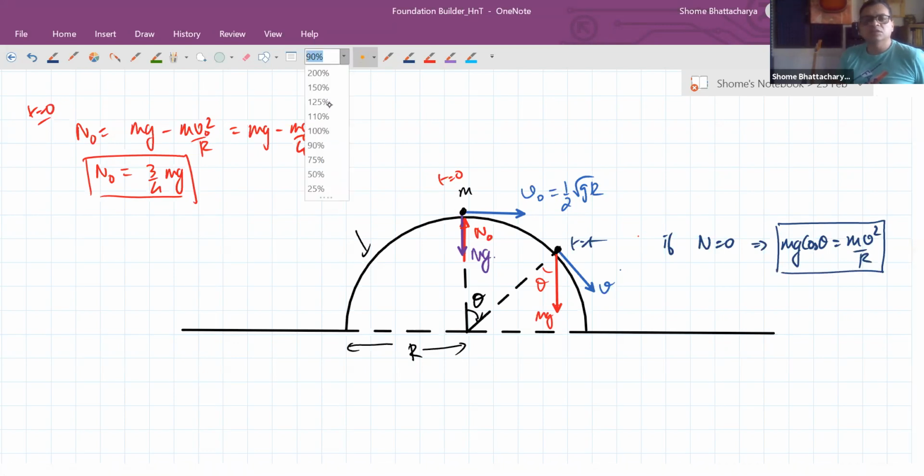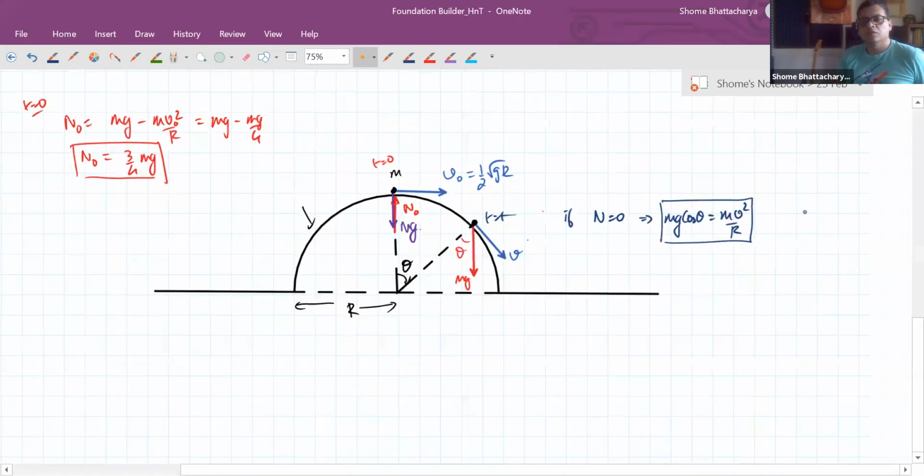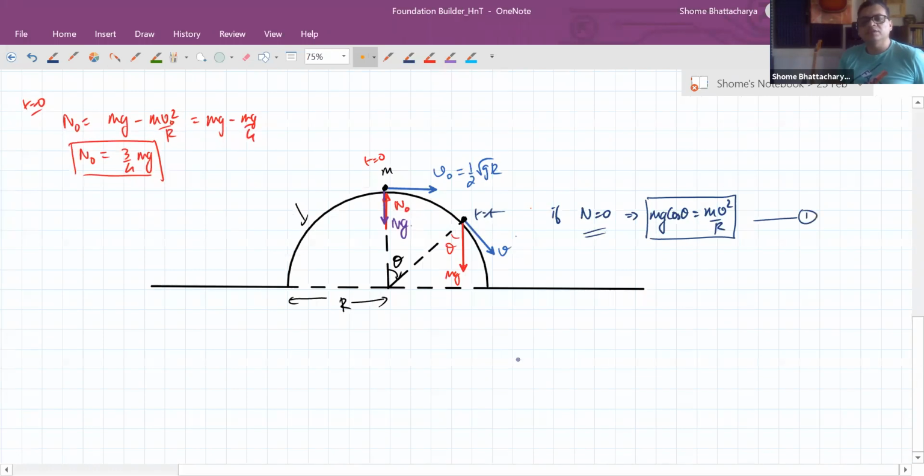So this equation is clear, Nakunj? This is the condition for normal reaction to be 0. And the other thing, okay, so that is the condition. Now the other thing is we can relate v with v naught by using work energy. So conservation of mechanical energy from t equal to 0 to t equal to t.